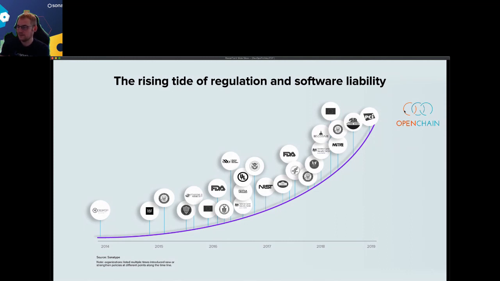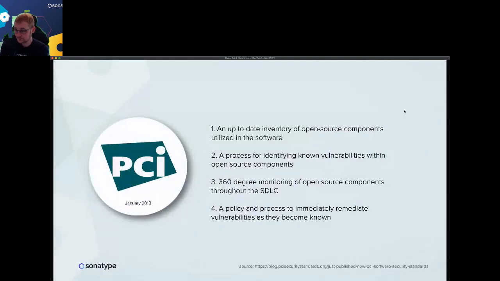That's a reaction to the SolarWinds attack. So that software supply chain becoming more and more relevant. Just one example, PCI, often important to a lot of people. It specifically talks about open source components, knowing which open source components are coming in and making sure you remediate the vulnerabilities as soon as possible.